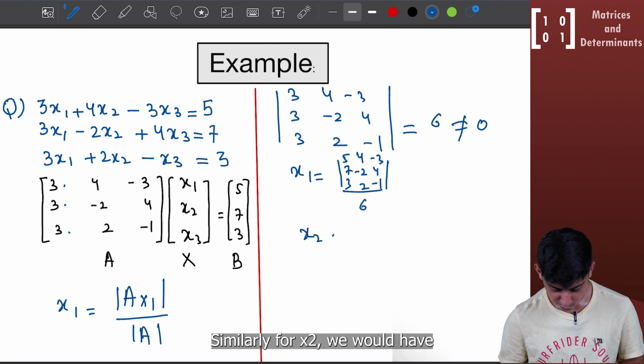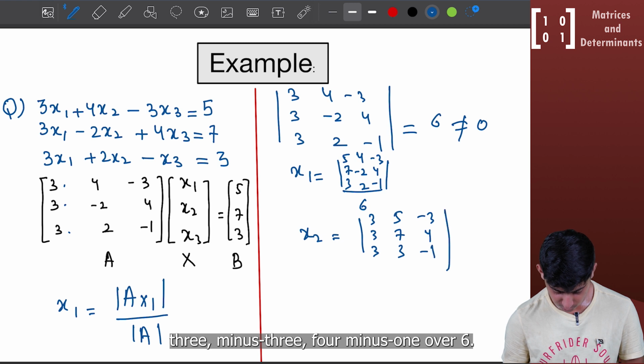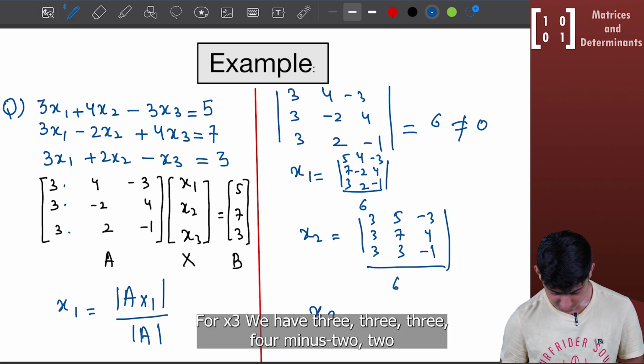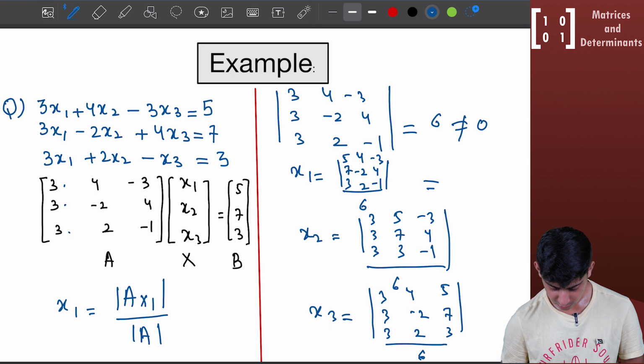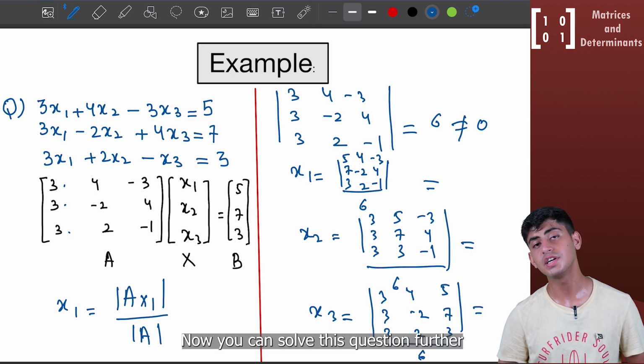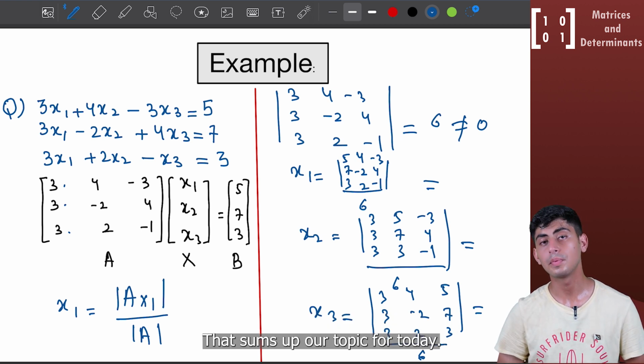Similarly, for x2, we would have 3, 3, 3; 5, 7, 3; -3, 4, -1 over 6. For x3, we have 3, 3, 3; 4, -2, 2; and then 5, 7, 3 divided by 6. Now you can solve this question further and find out what the values of x1, x2, and x3 are. That sums up our topic for today.